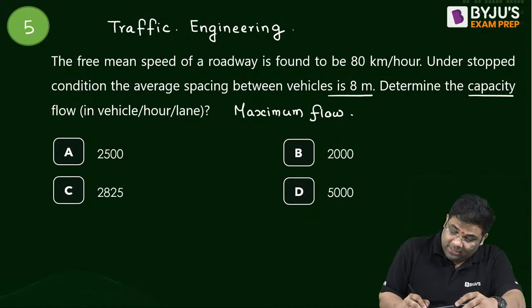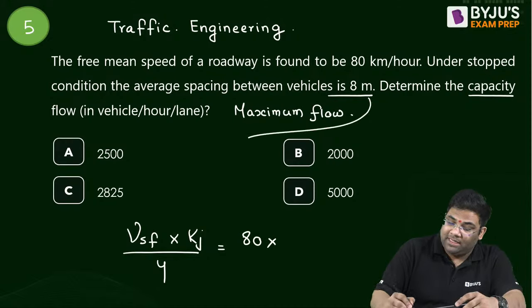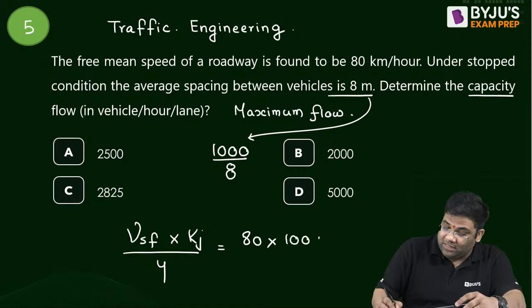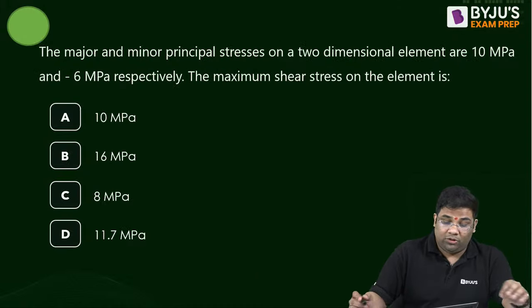The maximum flow is what? VSF into kj upon 4. Now VSF is given as 80. How to find out kj? Kj is 1000 by spacing of the vehicles at jammed condition. So 1000 by 8 and then further divide by 4. So this is 10,000 by 4. That is 2500.